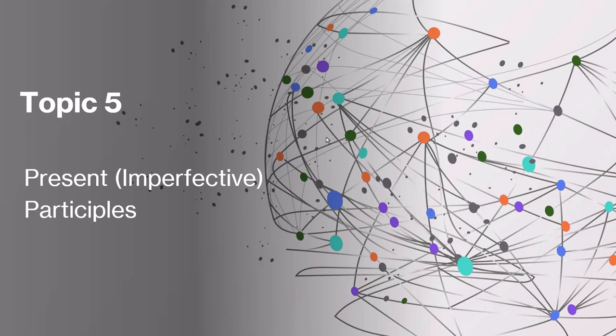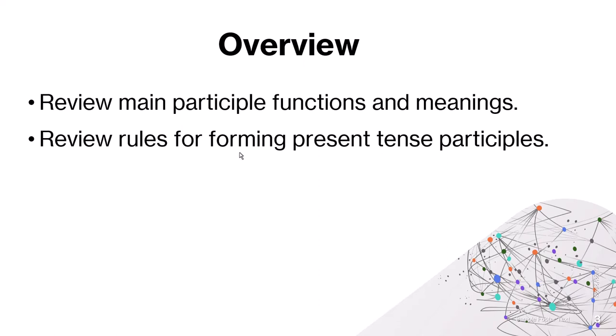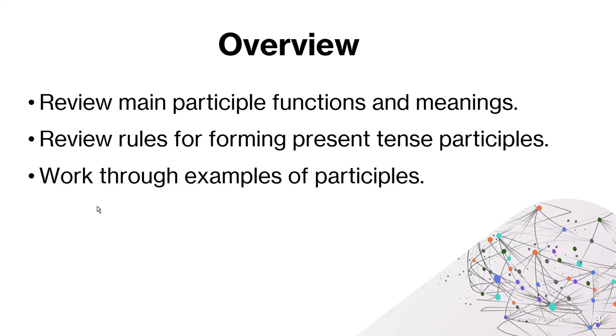For this video, we're going to look at present or imperfective participles. So they're called present tense participles. The aspect is known, at least in Mounce's book, as imperfective. So we'll review the main participle functions and meanings. Then we'll review rules for forming present tense participles. And then we'll work through some examples of participles.